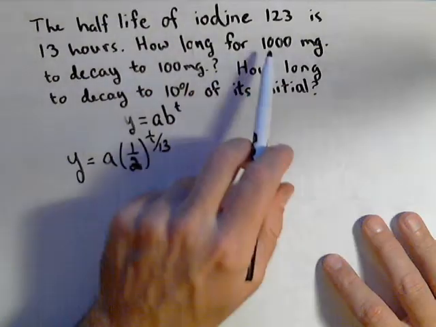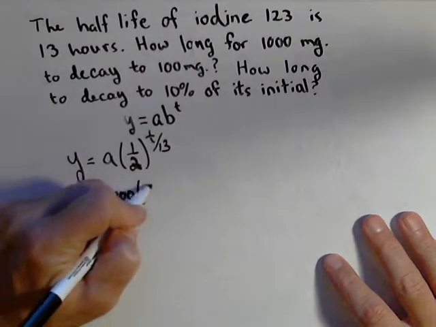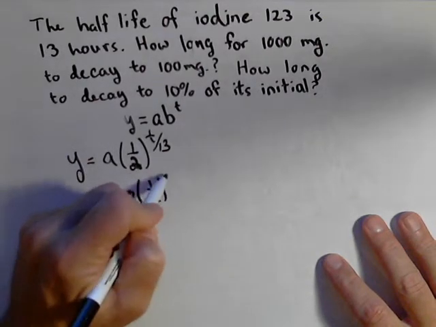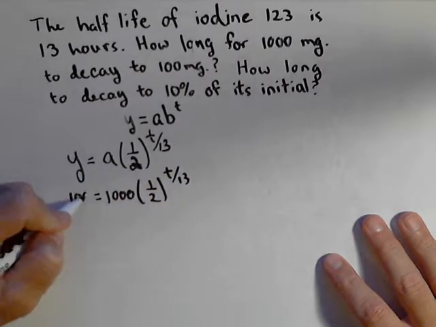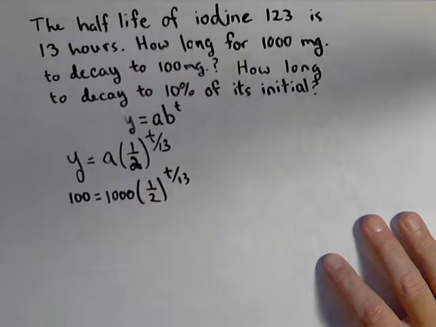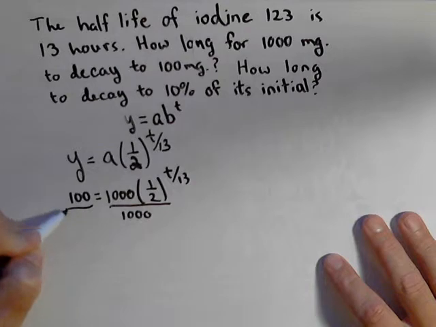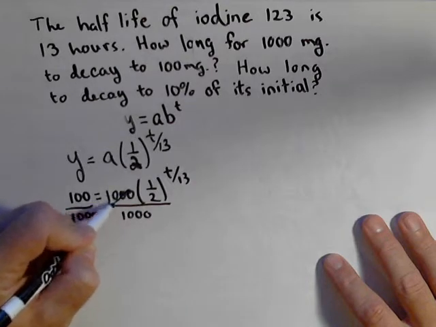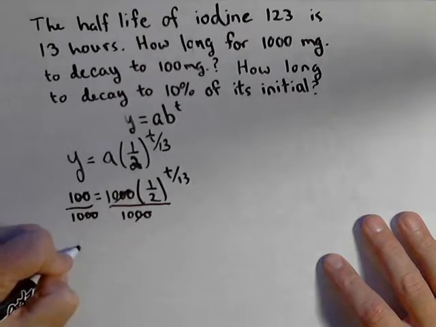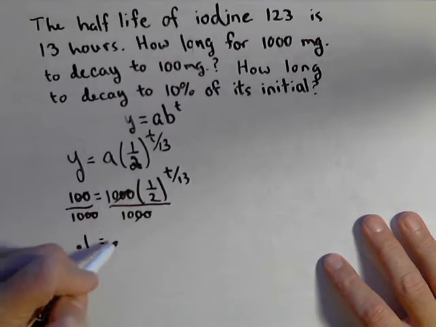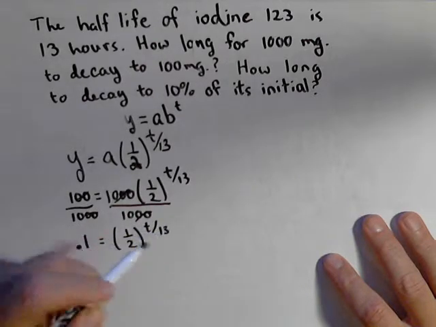So the first problem says, how long does it take for 1,000 milligrams to decay down to 100? So I'm going to put in 1,000 for my initial, 100 for my final after t, and now I'm solving for t. First step, divide both sides by 1,000. And over here, cancel out a couple zeros, I get 1/10 or 0.1. So I have 0.1 equals 1/2 to the t over 13.